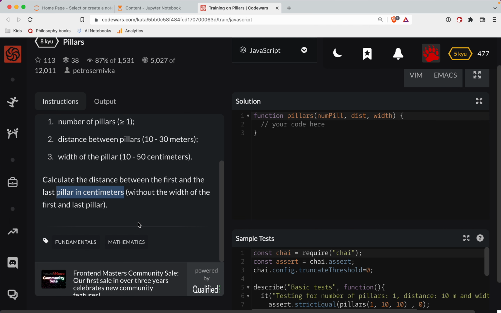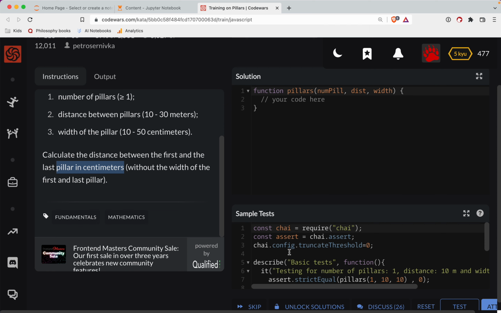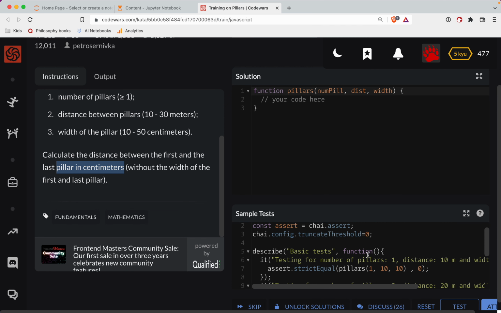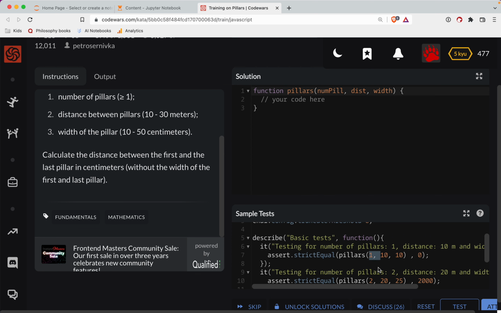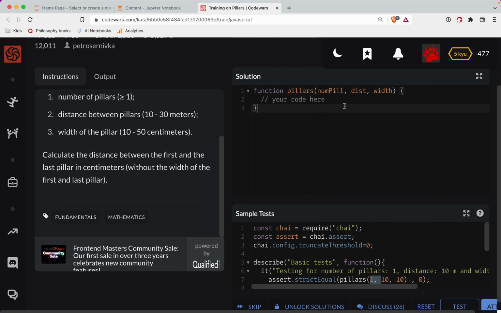Okay. So if I have one pillar, that's my edge case here, we need to return 0. Okay, so let's just take care of the edge case. So if numpil is 1, we'll return 0.